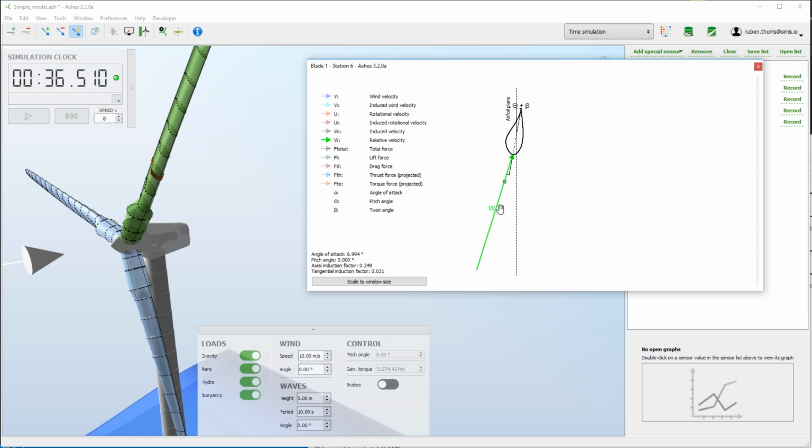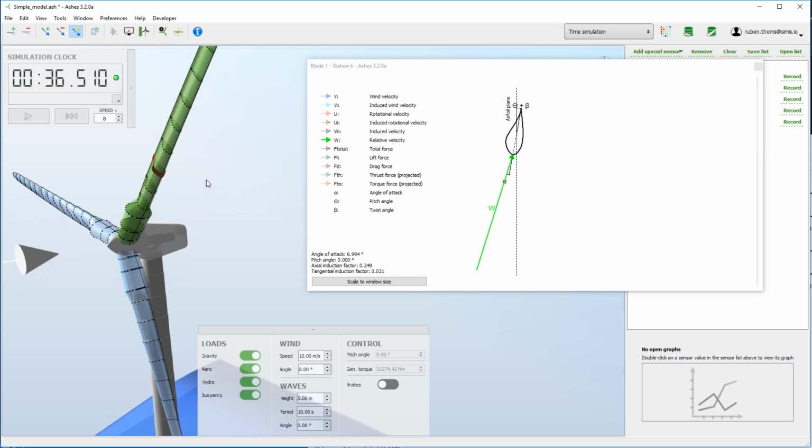So what we're interested in now is, when we have this relative velocity coming here, what type of loads are applied to our wind turbine? The first load that we have is called the lift force, and it's this green vector here. The lift force is perpendicular to the relative velocity, and it's called lift because on an airplane that would be the force that lifts the plane upwards.